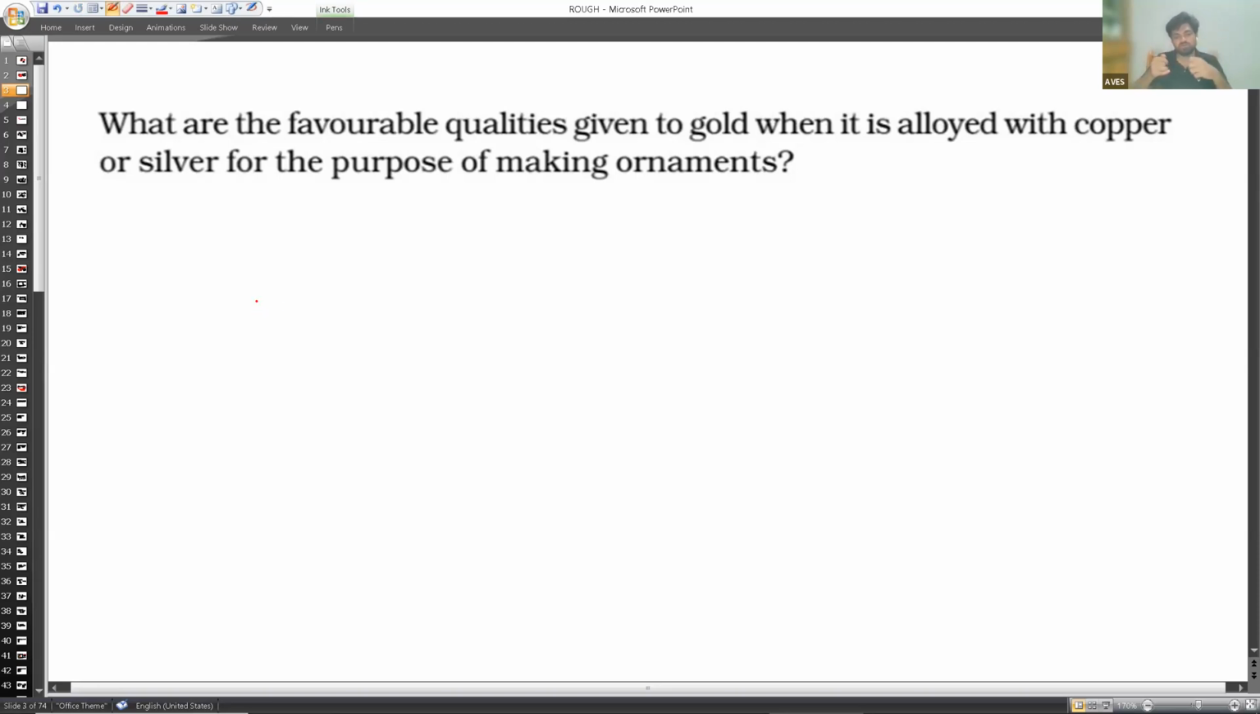It is not so strong, so it can easily be bent or it can easily break. So to make it hard and fit for jewelry purposes, we add some impurities or some other metals to it, and this is what we call an alloy. Okay, so note the answer here for this question. A very simple answer. Note this one.